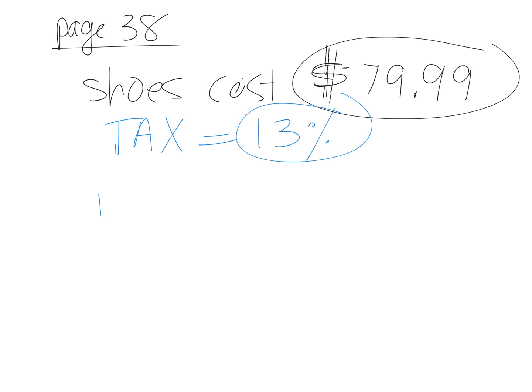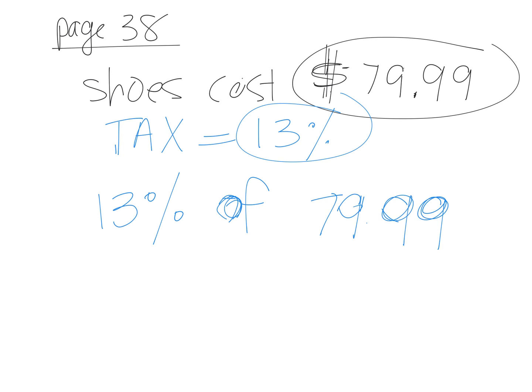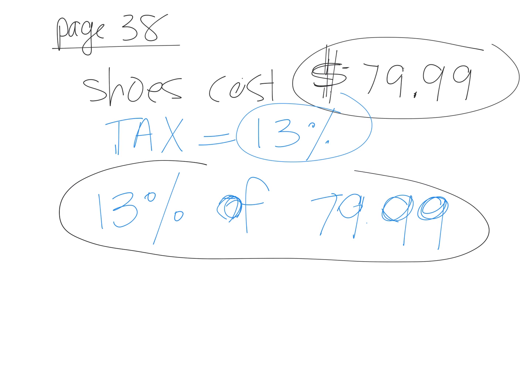So I want you to write it like this. We're paying 13% of $79.99. So what we're trying to find here is we're trying to calculate the tax. How much tax am I paying? I know I have to pay an additional amount, and that will be the tax, right? So I want to know what is 13% of $79.99.